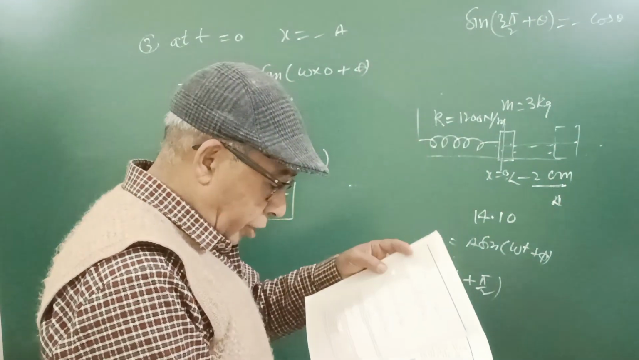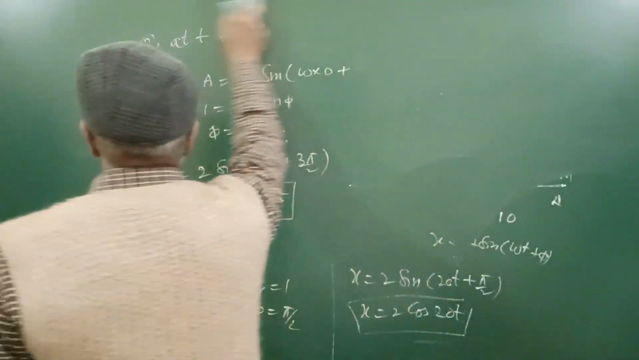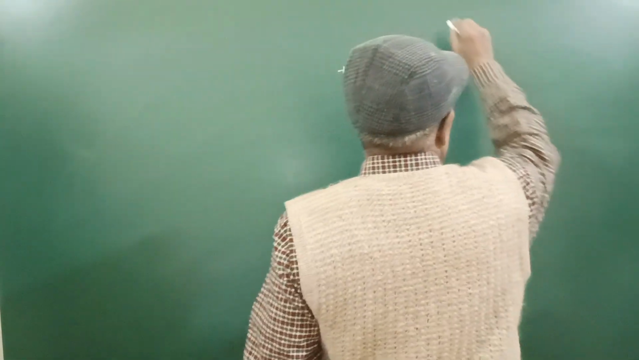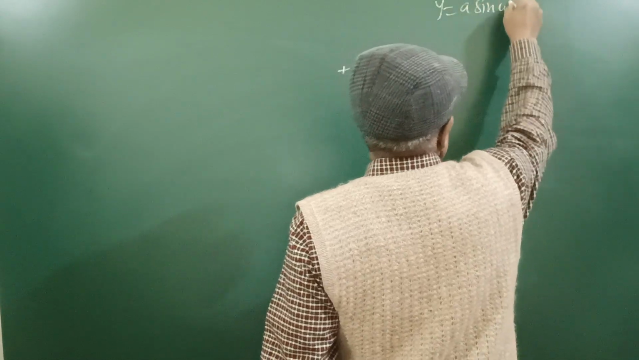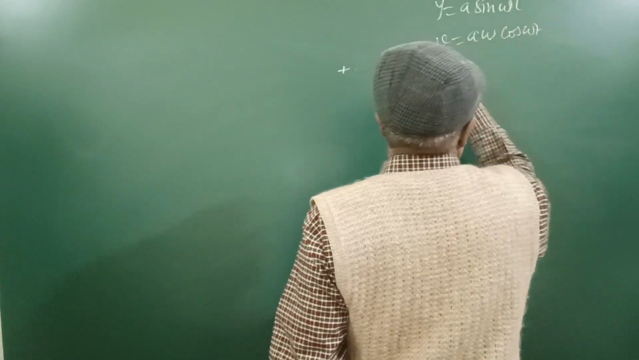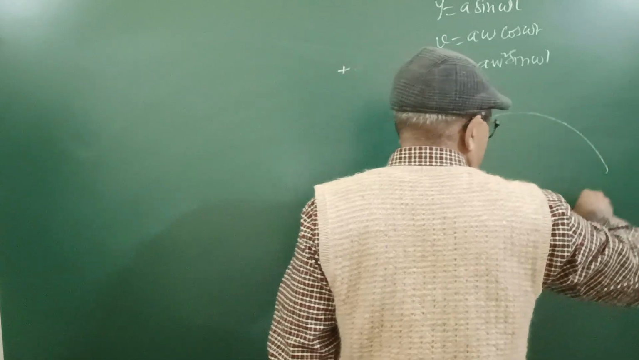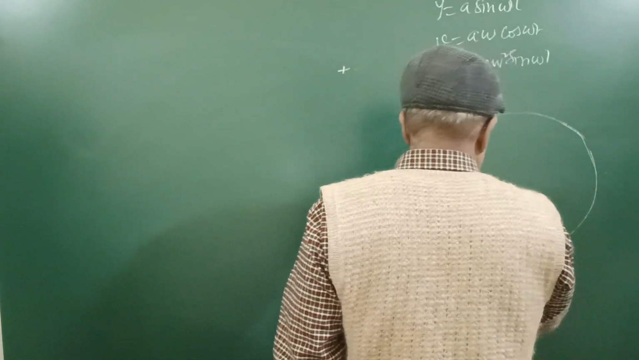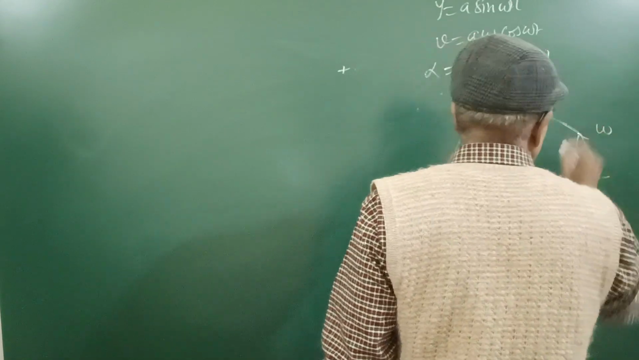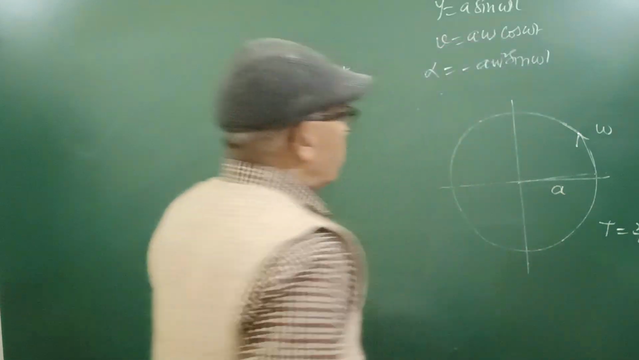Now there is a very good question here which people don't explain because it is beyond the imagination of people. We have derived the equation of simple harmonic motion by taking a reference circle. Our equation is y equal to a sin omega t, or v is equal to a omega cos omega t, and acceleration is equal to minus a omega square sin omega t. We have taken this circle, and here the motion is taken anti-clockwise with omega, amplitude a, and time period T equal to 2 pi by omega.